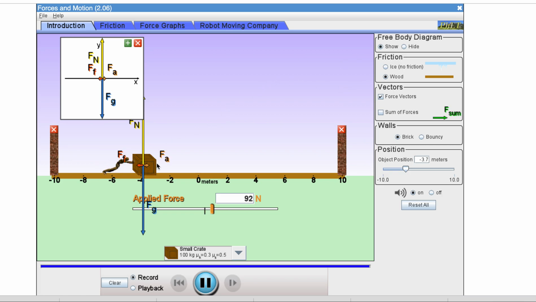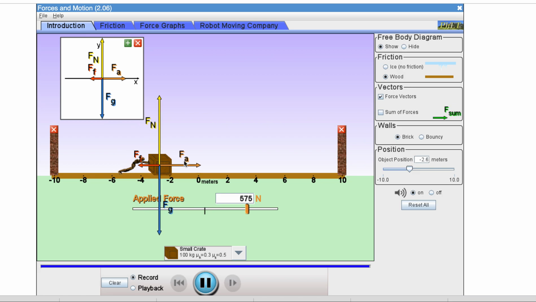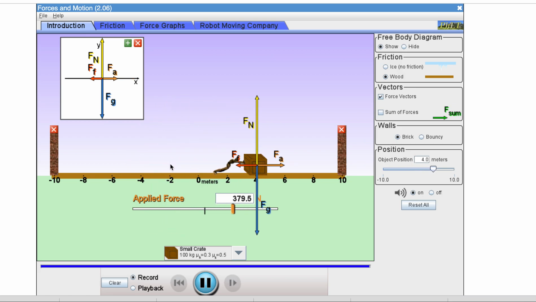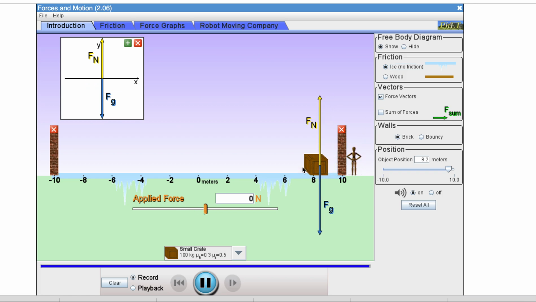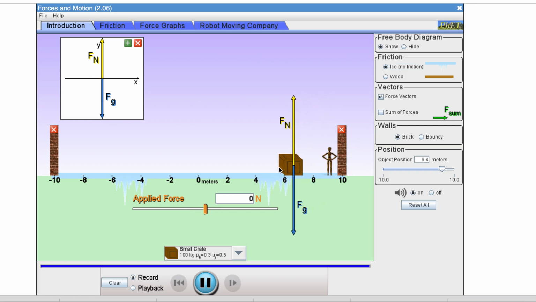Then when I push on it, by just clicking on it and dragging, you can see that the person pushing, their force exceeds the force of friction. This has got wood friction, we're supposed to imagine, or ice with no friction. So if I push on it here, it's going to go a little bit even if I just push it a little bit because there's no friction. All right, so that's the introductory tab.